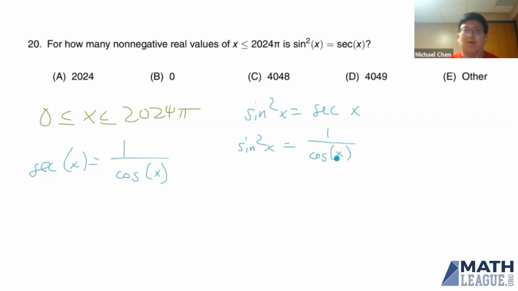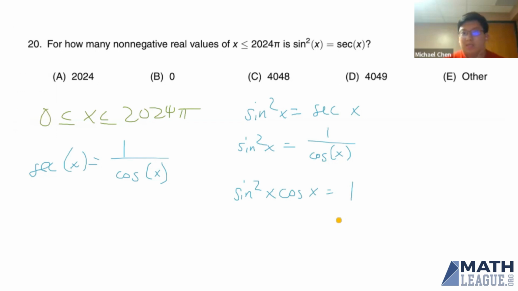Now, we can multiply both sides of the equation by cosine of x, and note that this does not introduce any new solutions in this case, because cosine of x cannot be 0. If cosine of x is 0, then secant of x is undefined, and sine squared of x never equals undefined, so that wouldn't work. So multiplying both sides of the equation by cosine of x gives us sine squared of x times cosine of x equals 1.